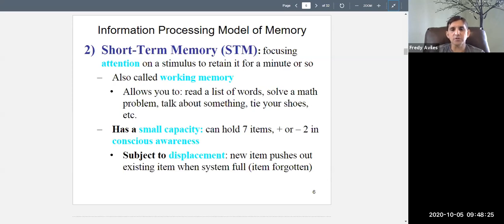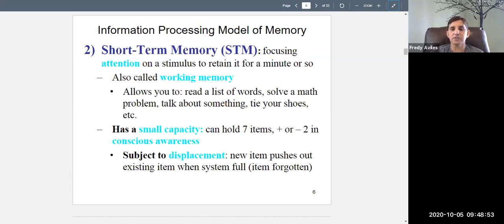So short-term memory has a small capacity because short-term memory has to do with those things that you are actively thinking about, those things you have in conscious awareness, whether it's a phone number or whether you're thinking about what you're saying or whether you're reading a book or tying your shoes. And you can only think about so many things at the same time. About seven things plus or minus two, whether it's words, numbers, or whatever it is, okay?